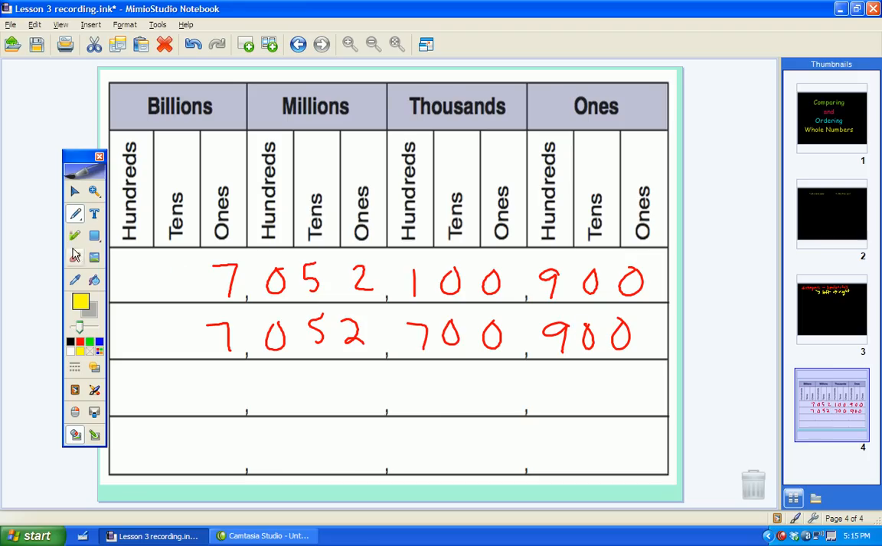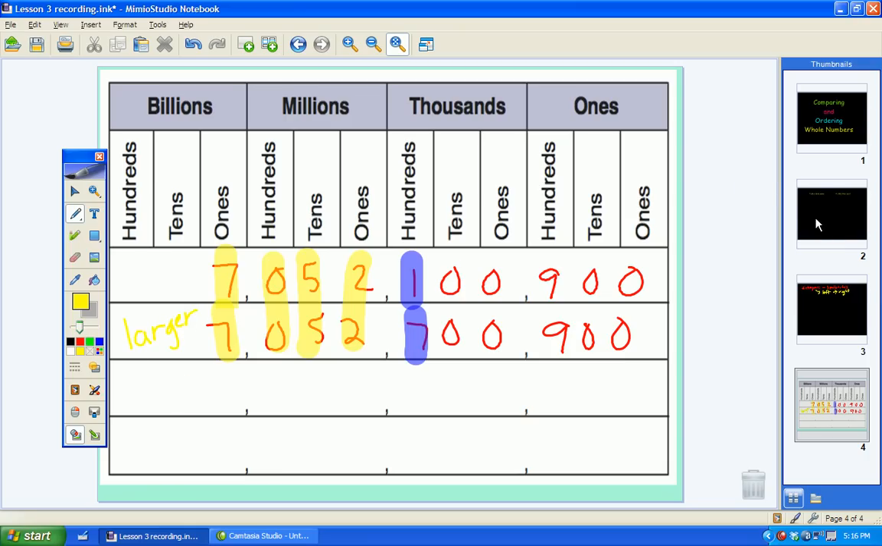Let's look back at these numbers. Right now, I look in the billions place, and they both have a 7, so they're both 7 billion. Look in the hundred millions place, they have no hundred millions. They both have 50 million. They both have 2 million. And then look right here. Something happens in the hundred thousands place. They're no longer the same. And right there, I don't even have to look at the rest of the numbers. I automatically know that this one is the larger one.